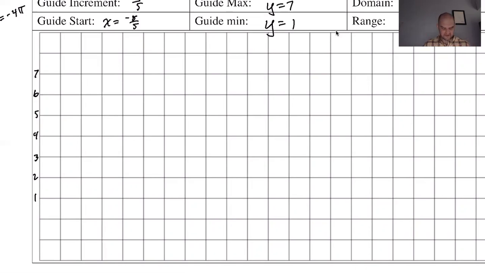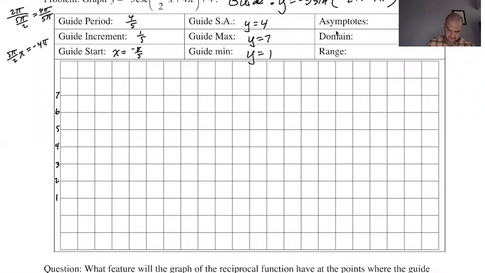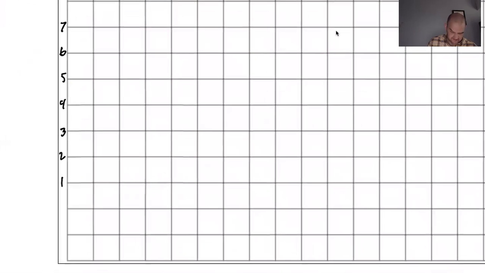So the guide function will fit between 1 and 7. The actual function we want is completely above 7 and completely below 1. So you want a little bit of space so you can at least see what's happening there. So for our guide function, sinusoidal axis is at 4. So let's just dot that in.